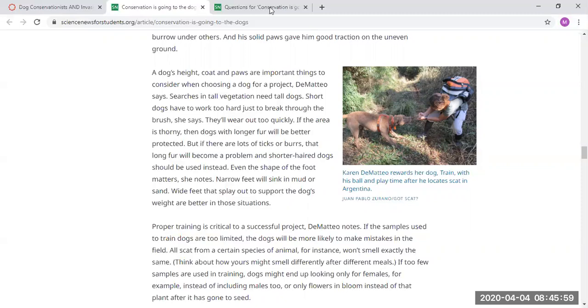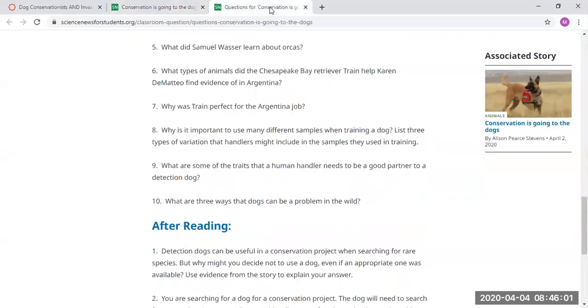All right, so we probably covered a couple questions here. Here it talks about the animals that they were supposed to find in Argentina, and then why was Train perfect for the Argentinian job.